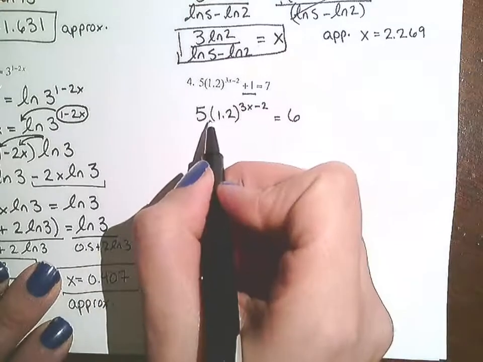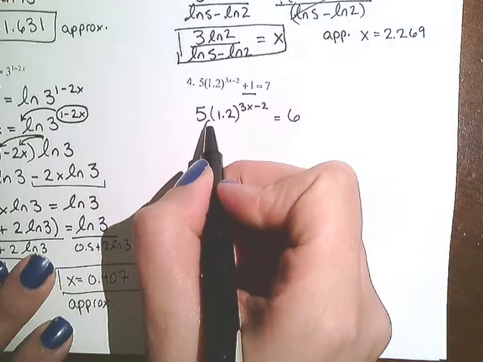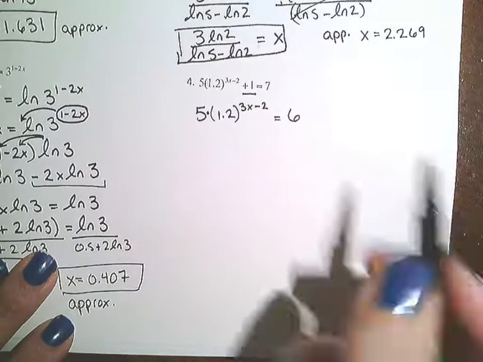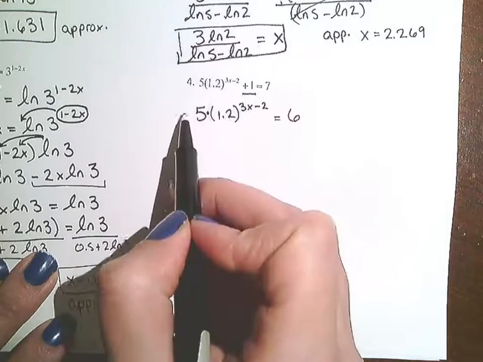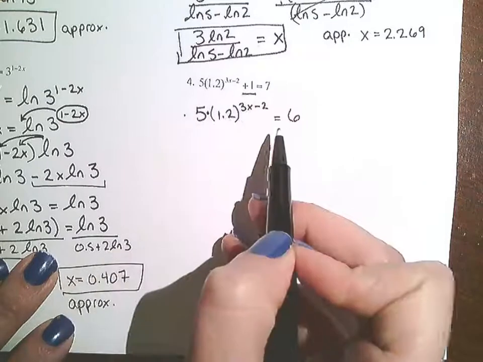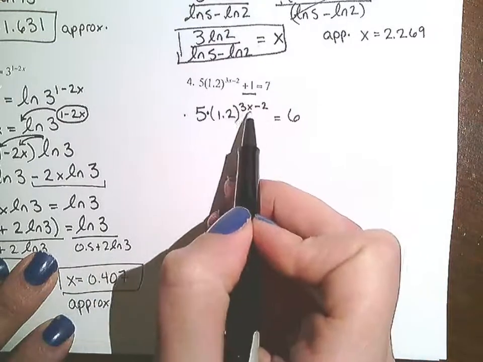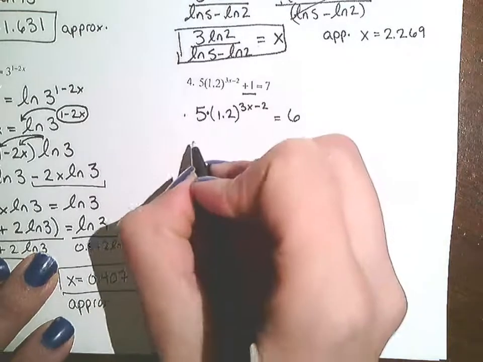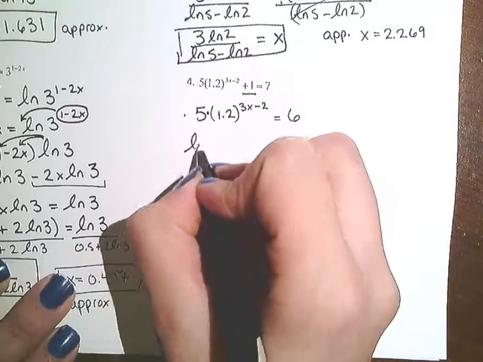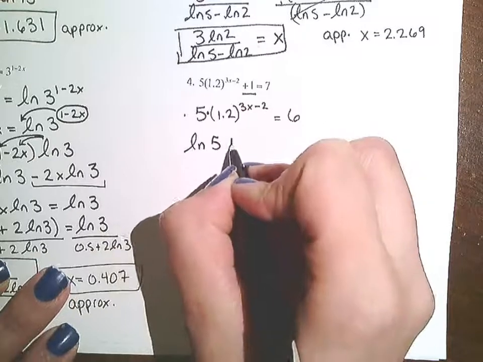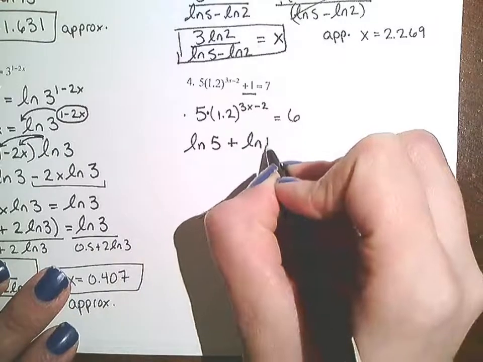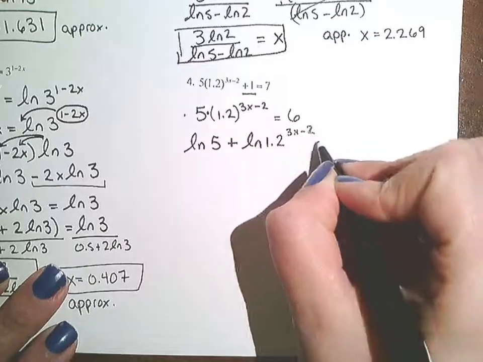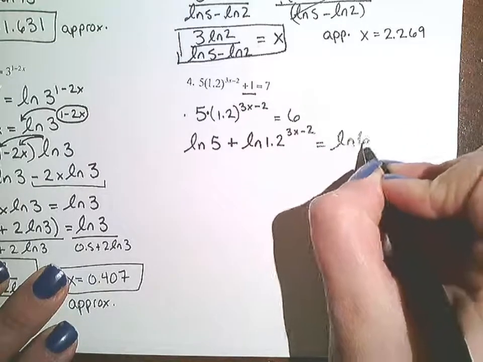Alright, now because these two are being multiplied, I need to split them up, because I can't just bring this 3x in front of this. It's not going to make any sense, because that 3x minus 2 just belongs to that 1.2. So I'm literally going to break this up into ln of 5 plus ln of 1.2 raised to 3x minus 2 equals ln of 6.